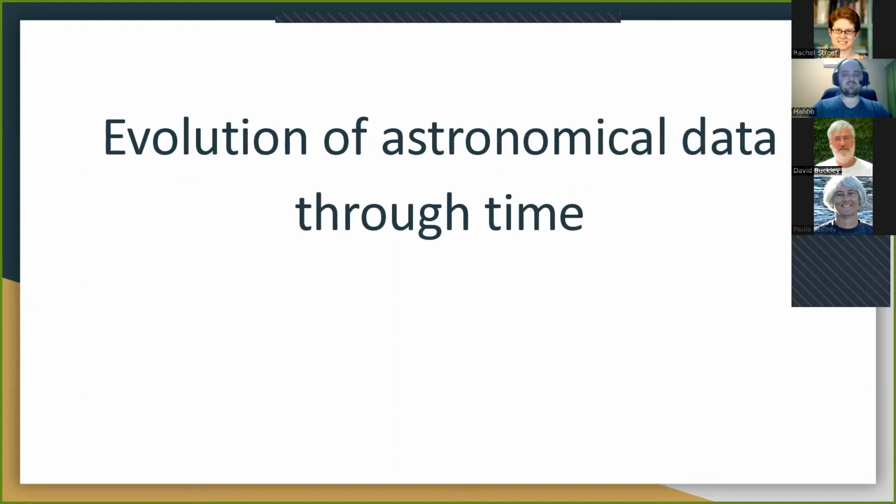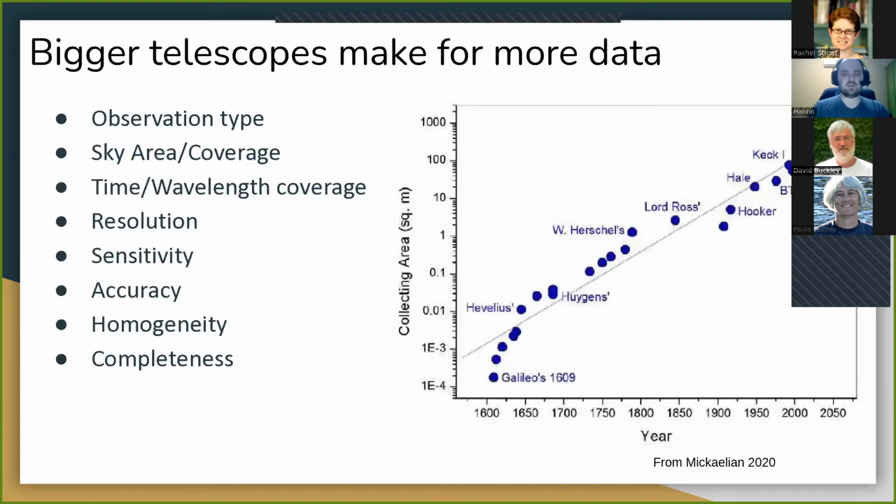So the evolution of astronomical data through time, as we can see here, during the centuries, the amount of data that we get from our telescopes has increased dramatically. And when we plot this, we can see that there is a logarithmic scale to the amount of data that we get, starting from Galileo's first observations of hand-drawn images of Jupiter and its moons, all the way to what we have today of our large simulations of survey telescopes.